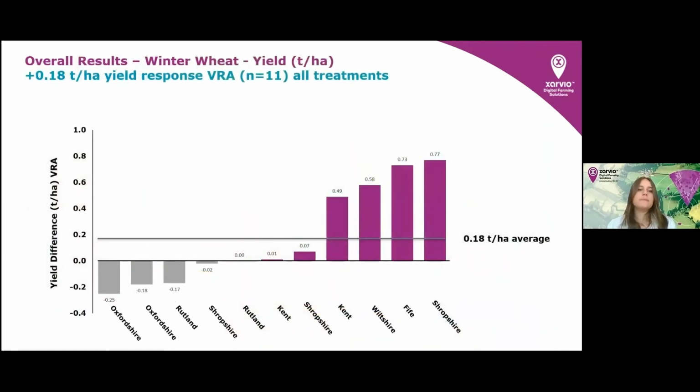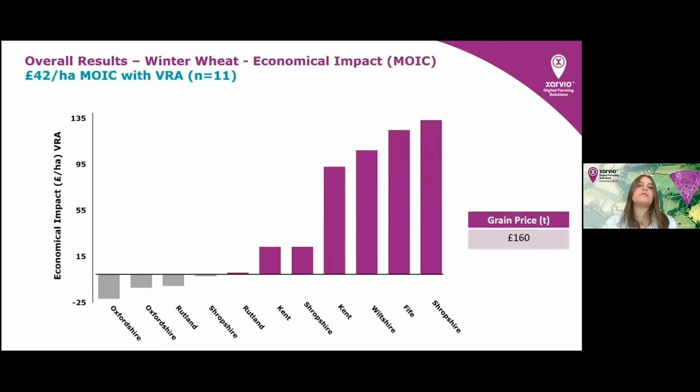Looking at the results from this year's trials, across the 11 trials that we ran on winter wheat, we had an increase of 0.18 tons per hectare when sprayed in the variable rate tramline areas compared to flat. And when we looked at the economical impact, the margin over input cost, it came to plus £42 per hectare. So there was an increase in gross margin when sprayed at variable rate.